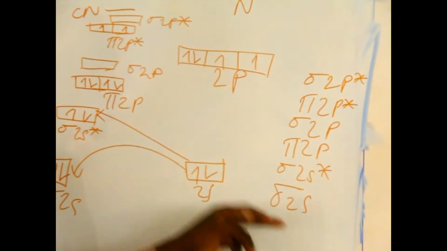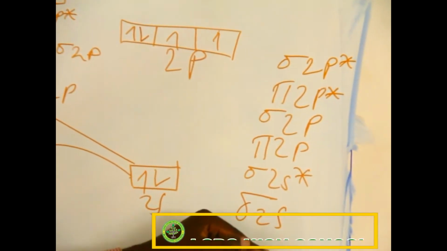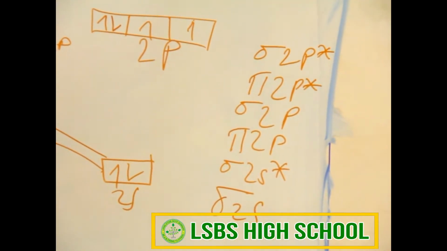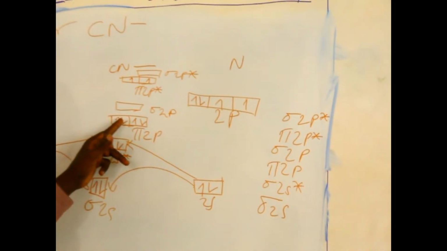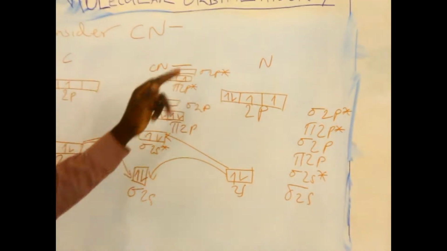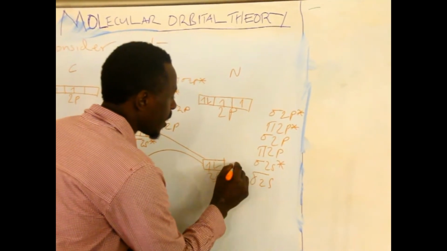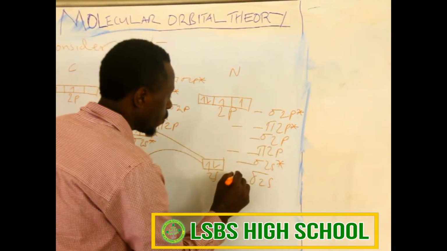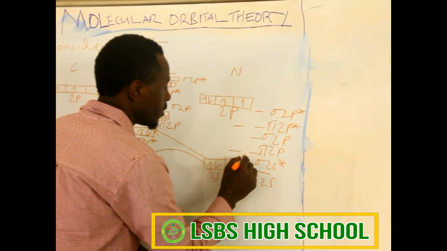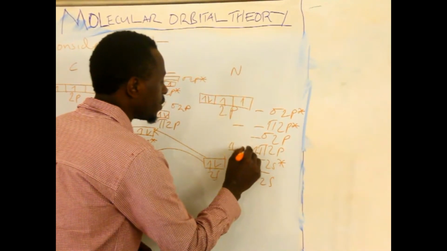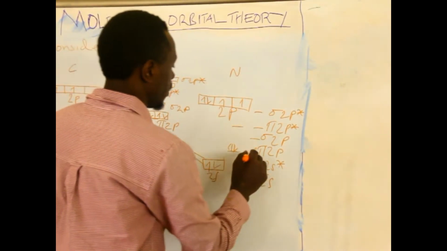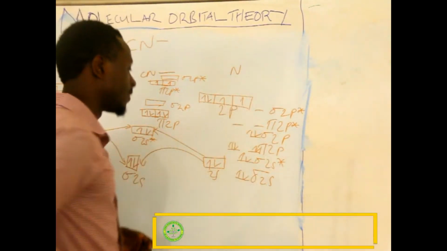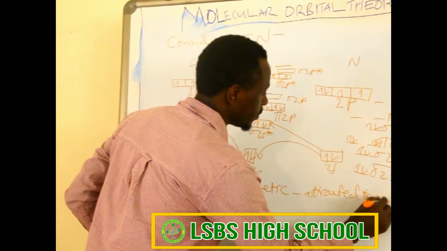This is the molecular orbital diagram. The electrons which are filled here, we have a total of 1, 2, 3, 4, 5, 6, 7, 8, 9, 10 electrons. Now they are going to be written this way: 1, 2, 3, 4, 5, 6, 7, 8, 9, 10. Attracted to magnet.